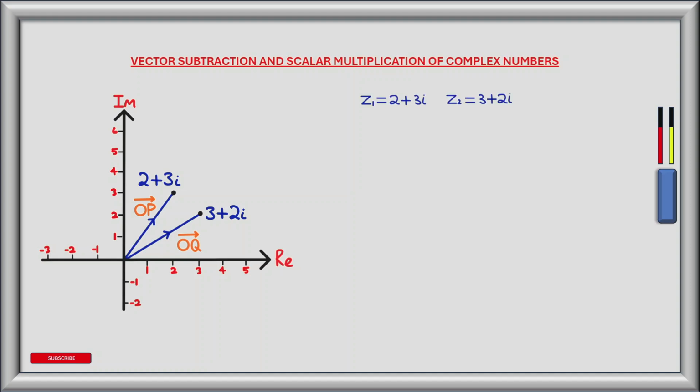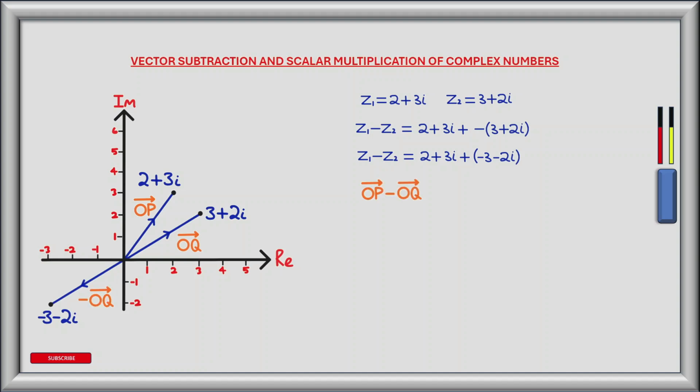For example, if Z1 is equal to 2 plus 3i and Z2 is equal to 3 plus 2i, then subtracting Z2 from Z1 can be expressed as 2 plus 3i plus, and then minus into the bracket of 3 plus 2i, which simplifies to 2 plus 3i plus, and then in the bracket, minus 3 minus 2i. On the Argand diagram, minus 3 minus 2i is represented as a vector diagonally opposite to 3 plus 2i.